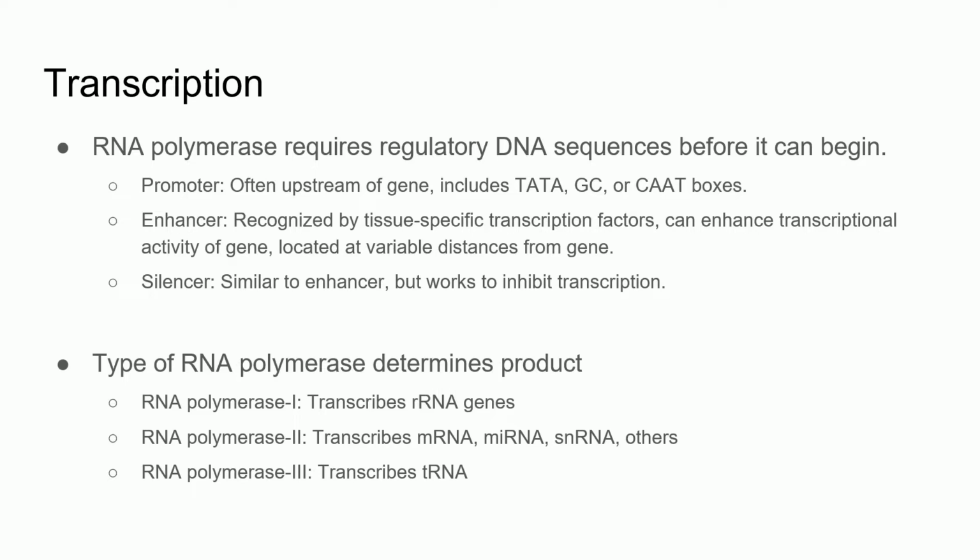And just like DNA, there are different types of RNA polymerases out there. RNA polymerase I transcribes ribosomal RNA. RNA polymerase II transcribes messenger RNA, as well as microRNA, small nuclear RNA, and other RNA sequences. And RNA polymerase III transcribes transfer RNAs.